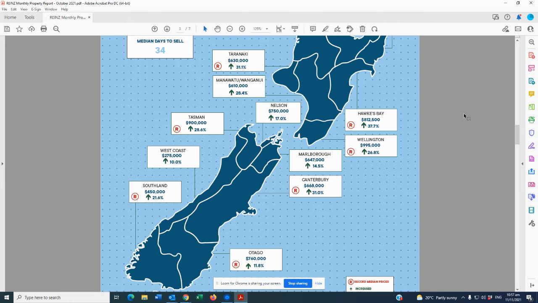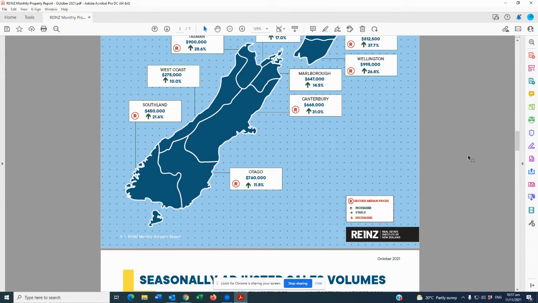Moving on to our area specifically, Manawatu Whanganui up 28.4% in a year, 610,000 median price. We'll break that down in a moment. You can see there Wellington almost at a million, very, very close. Shouldn't be long and that's where it will be.